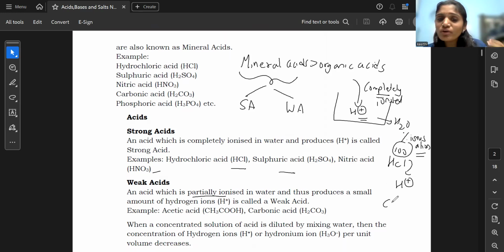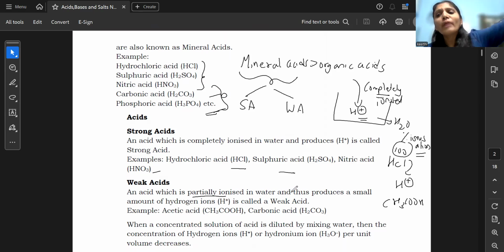In the same way, if you take a weak acid, like acetic acid, an organic acid, it is a weak acid. Even among mineral acids, carbonic acid and phosphoric acid are weak. Only 3 mineral acids are strong, and these two mineral acids we consider as weak acids. Mineral acids altogether are comparatively stronger than organic acids, but all organic acids are weak.